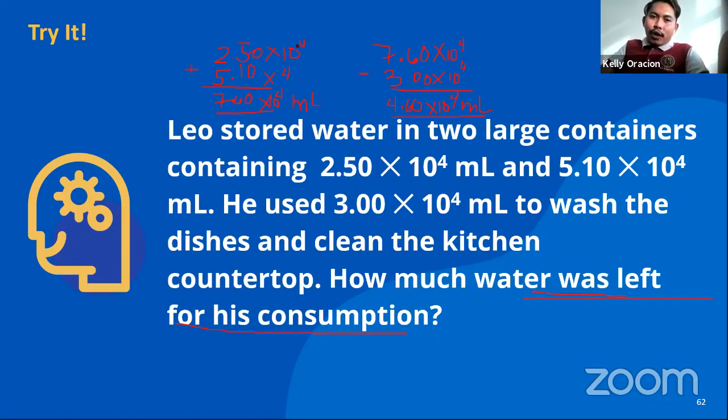Or if you are going to convert that one into liters, that's 46 liters. Tama. That's correct, Frank. Sabi ni Frank, 46 liters. That's correct. Okay? Very good. So 4.60 times 10 raised to 4 ml or 46 liters. Okay, let's continue.